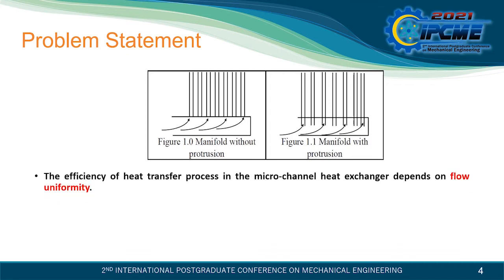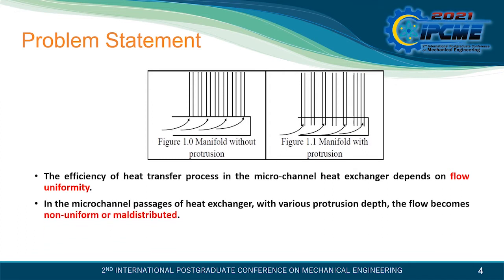The knowledge of the effect of the aforementioned parameters and configurations is extremely useful in designing an optimized manifold of microchannel heat exchanger that could yield the maximum possible heat transfer coefficient and minimum possible pressure loss of the fluid. It can be concluded in two points that the efficiency of the heat transfer process in a microchannel heat exchanger depends on the flow uniformity. In the microchannel passages of a heat exchanger with various protrusion depths, the flow becomes non-uniform or maldistributed.